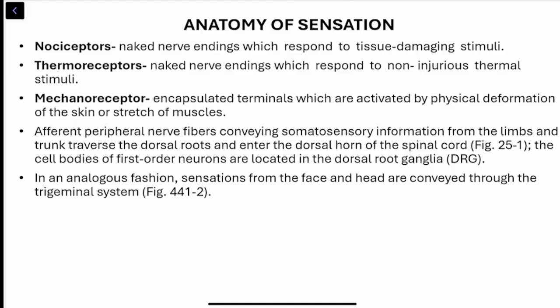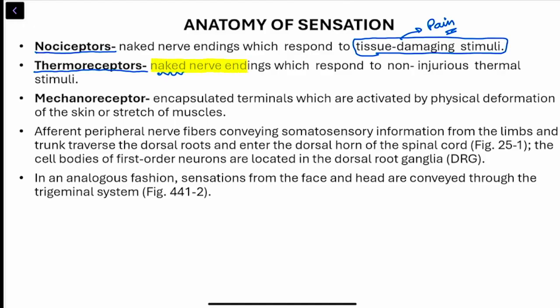So starting with the receptors, first is the nociceptor. Nociceptor means which responds to tissue damaging stimulus. It will produce pain, means they generate pain. Thermoreceptors, naked nerve endings. These are naked nerve endings. It is asked many a times in the exams. It is naked nerve endings which respond to non-injurious thermal stimulus. Non-injurious but thermal stimulus means basically warm stimulus.